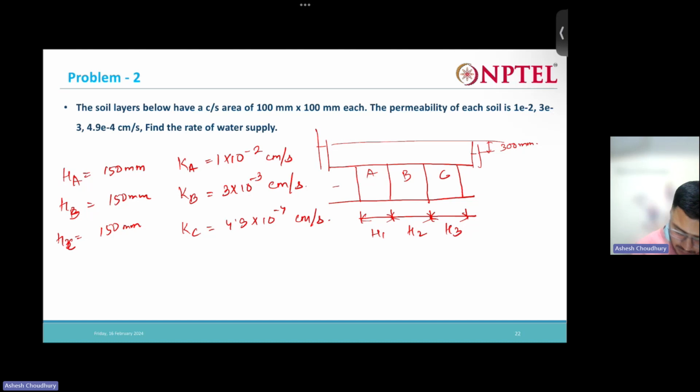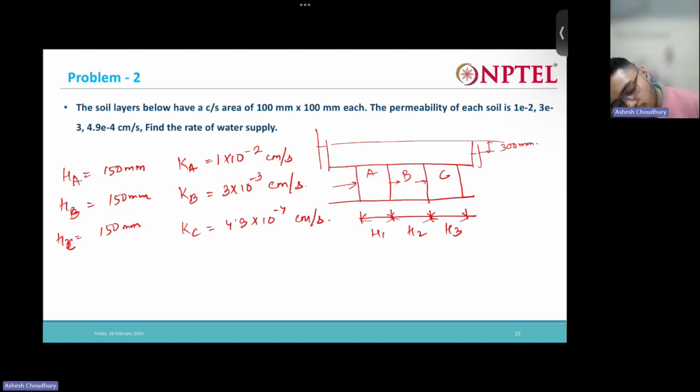Now the water is actually flowing like this. Right. So here can you say what expression we are going to use, the expression for horizontal flow or the expression for vertical flow? What are we going to use? Can you tell me which expression we are going to use here? Horizontal flow or vertical flow? This looks like a horizontal flow, but is it actually the horizontal flow case?